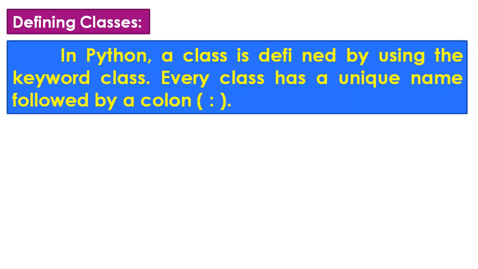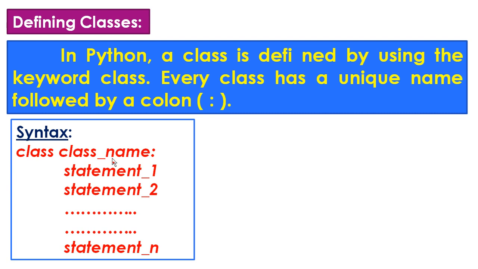Defining classes. How to define a class in Python? In Python, a class is defined by using the keyword class. Every class has a unique name followed by a colon. Here is the syntax for defining a class. Class, it is a keyword, followed by the class name, the class tag, followed by a colon. The statements 1, 2, 3, 4 up to n are indented from the class tag.